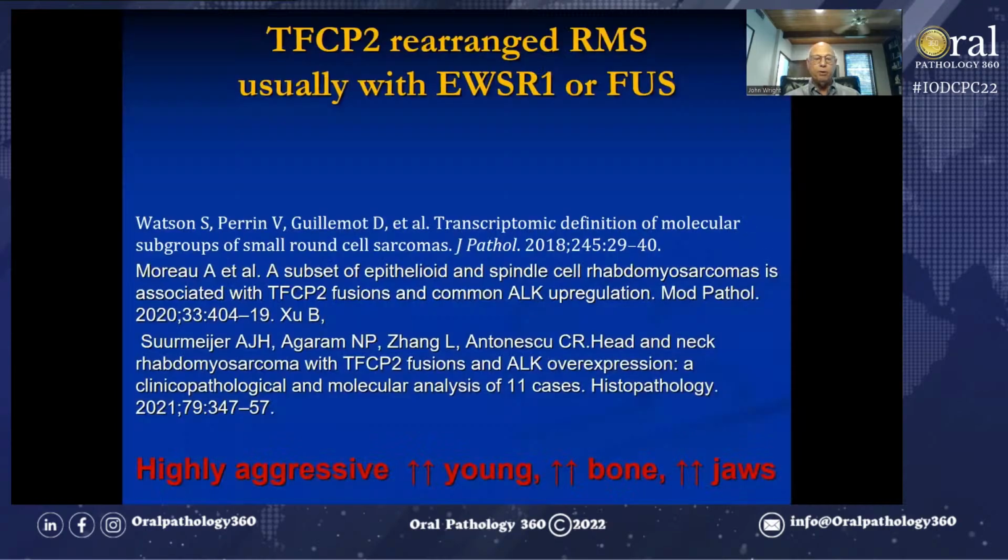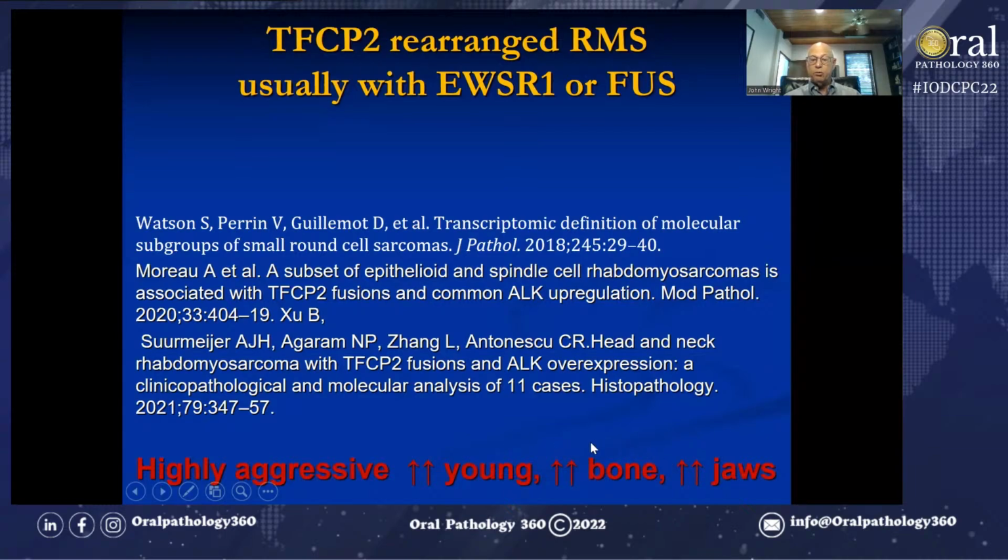Well, in 2018, there was a brand new rhabdo reported, and it was based on this unique transformation with the TFCP2 gene. And there's been subsequent work done on that, and where we are at least today, these are highly aggressive neoplasms. They have a strong predilection for the young. They have a strong predilection for bone.